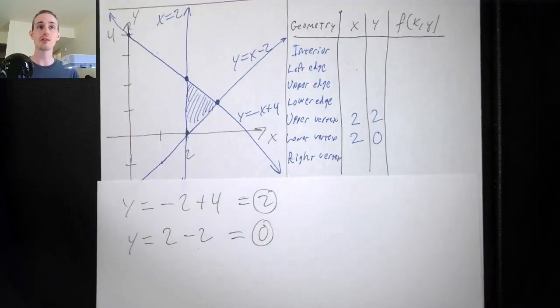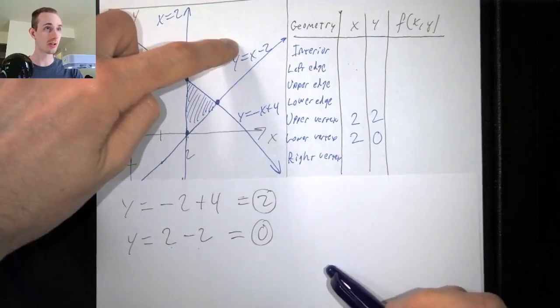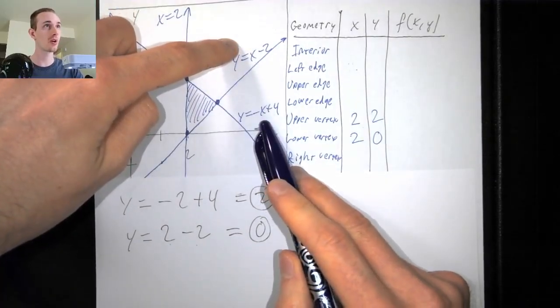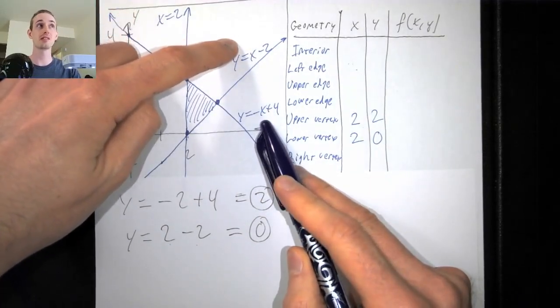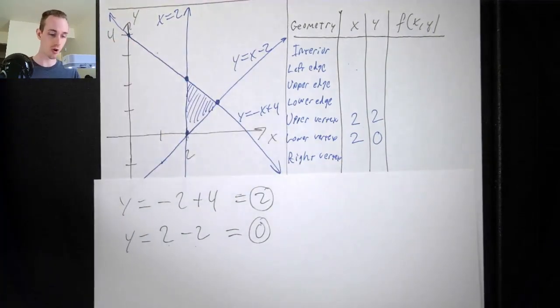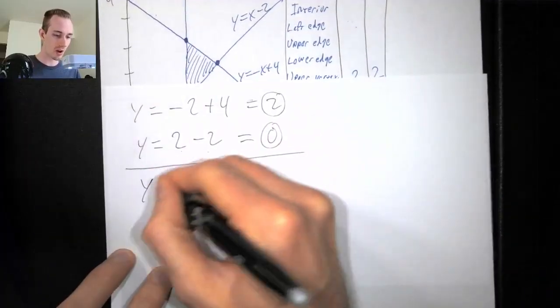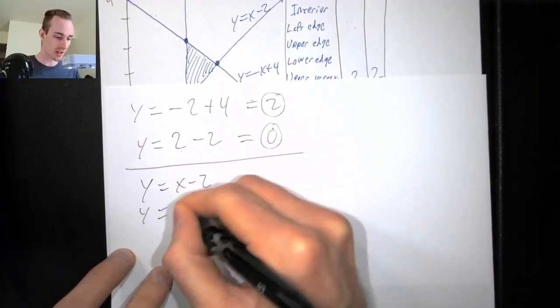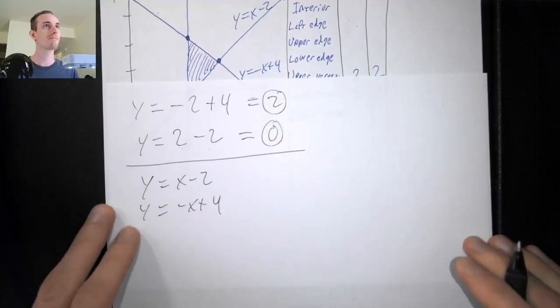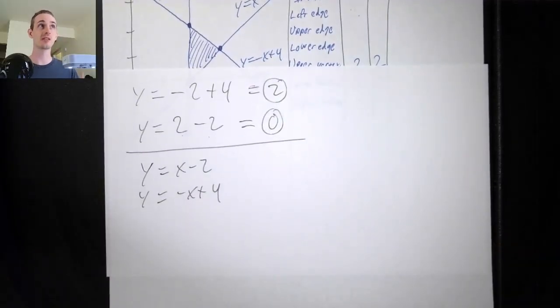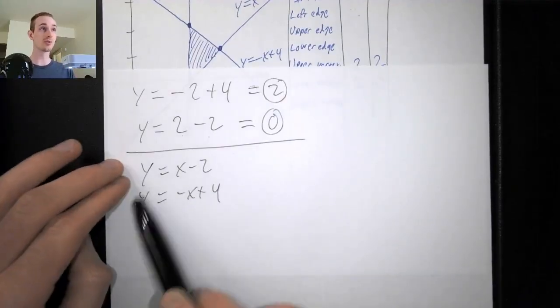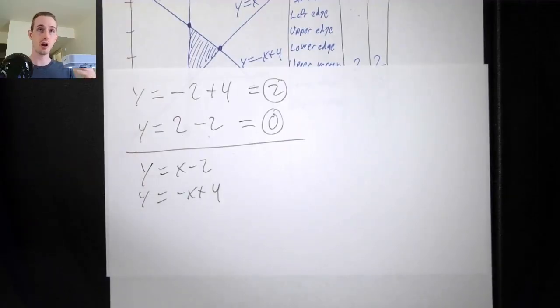Lastly is the right vertex. This one will be the trickiest one. That's the intersection between y equals x minus 2 and y equals negative x plus 4. We want to treat this as a simultaneous system of two equations and two unknowns. So I'll write those down here. We'll say y equals x minus 2 and y equals negative x plus 4. And I need to find the value for x and the value for y that satisfies both of these equations simultaneously. I think the easiest method for this, since we have y equals and y equals, is just to use substitution.